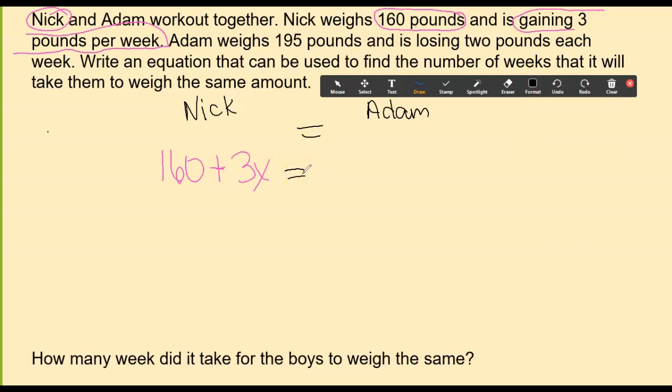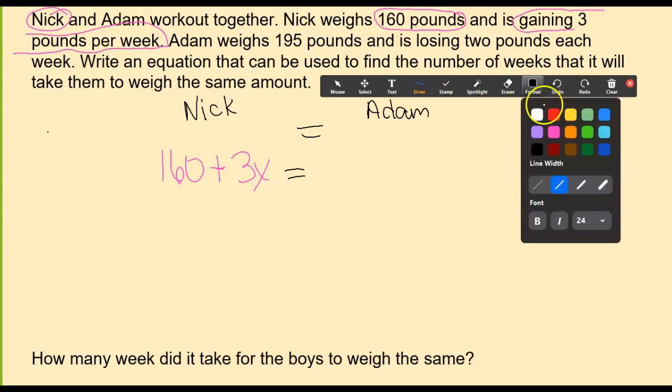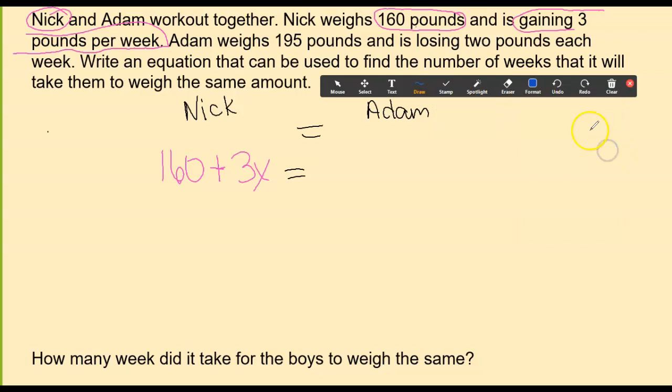That's equal to, now I got to go find all of Adam's stuff. Well, since I've already circled everything for Nick, maybe for Adam, I'm going to use boxes. If you had highlighters, could you use 2 different color highlighters? Sure. If you had different color pens, you could. But sometimes all you have is a pencil. So using shapes can kind of help your brain separate the different information.